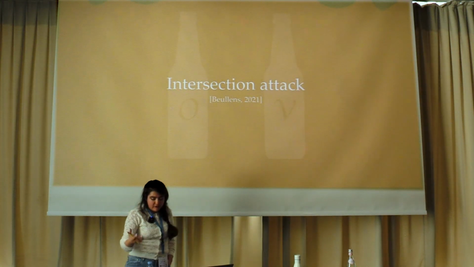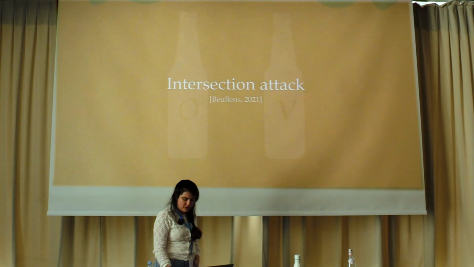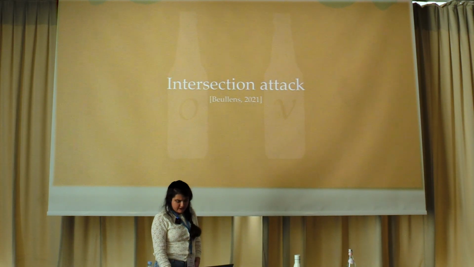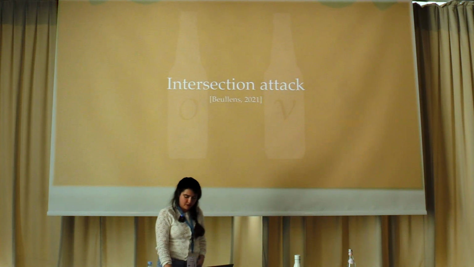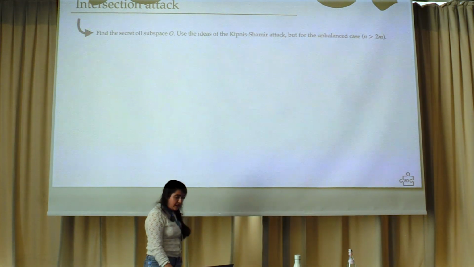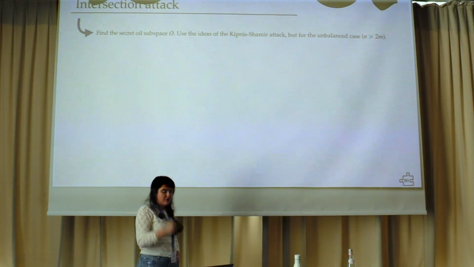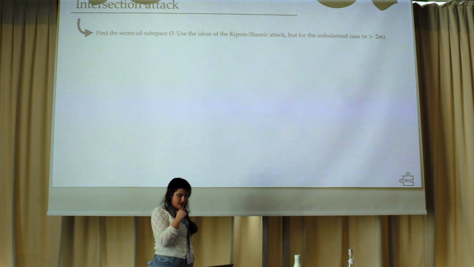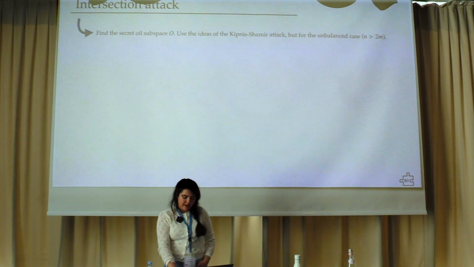And now this brings me to the last attack, for which I have all the intuition that you need: the intersection attack by Beullens in 2021. It's not the weekend on a laptop on Rainbow, but it's even more interesting to read, I think, than that one. All of the techniques are in this one. Again, we use the ideas from the Kipnis-Shamir attack, but for the unbalanced case, okay? And again, the goal is to find the oil subspace, so it is again a key recovery attack. Okay, what are we going to do?